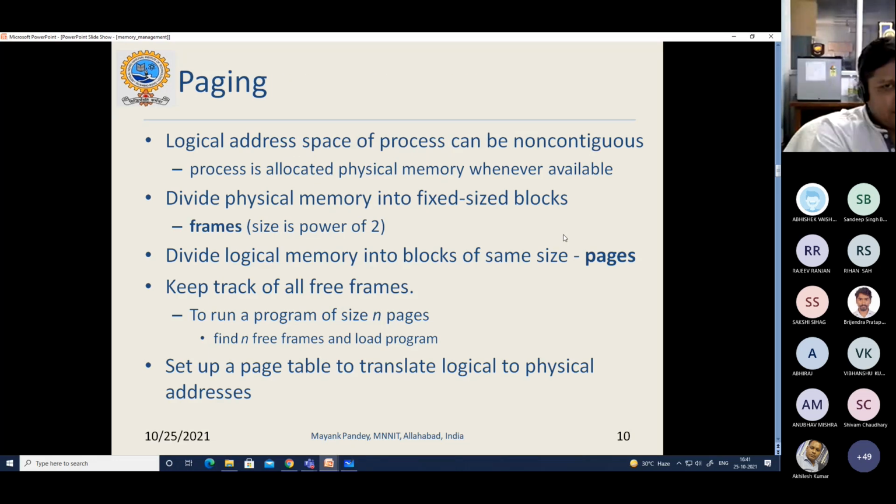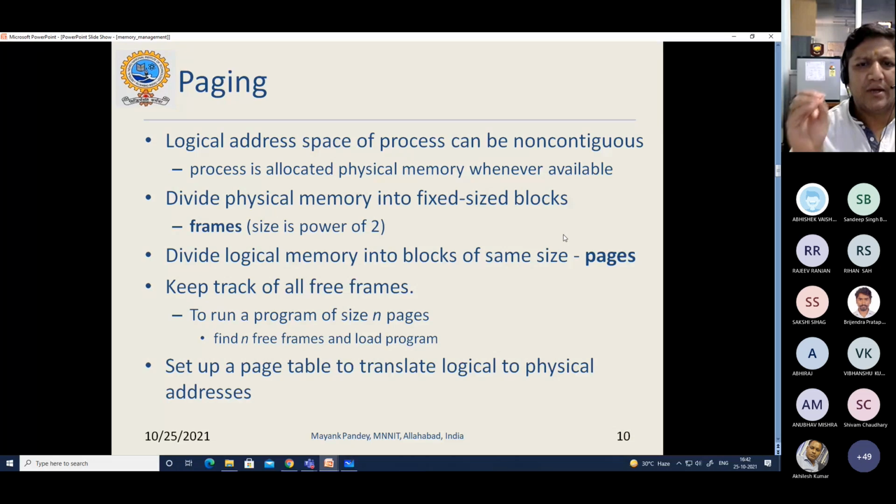To avoid this, paging is the most common technique, utilized by the majority of architectures, and different flavors of paging are available, utilized by the majority of operating systems and computer architectures. Please be with me to understand it. The logical address space of a process can be non-contiguous. This is the first agreement.